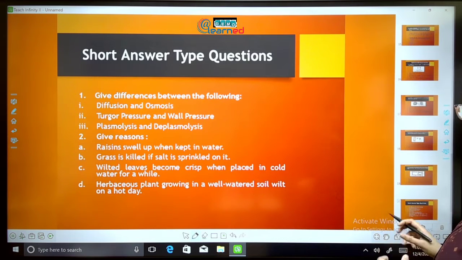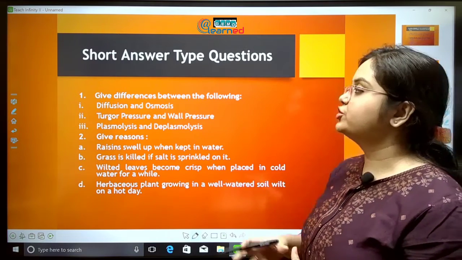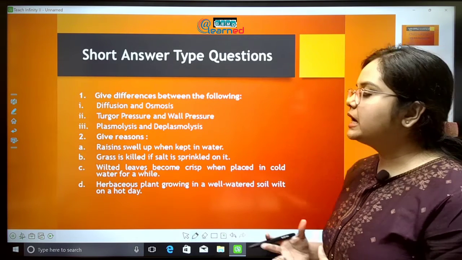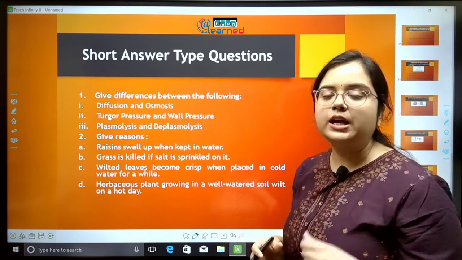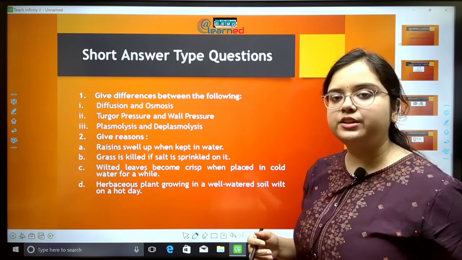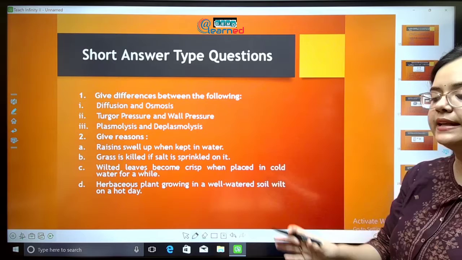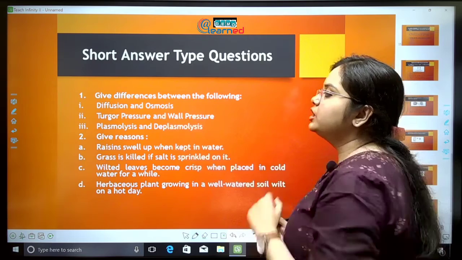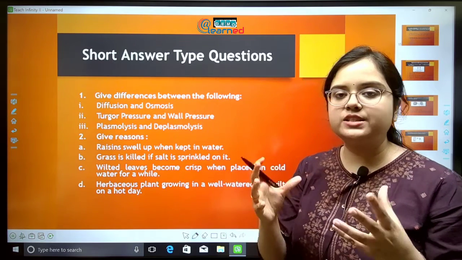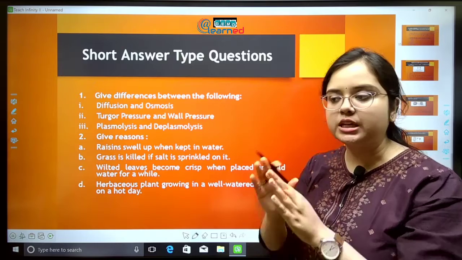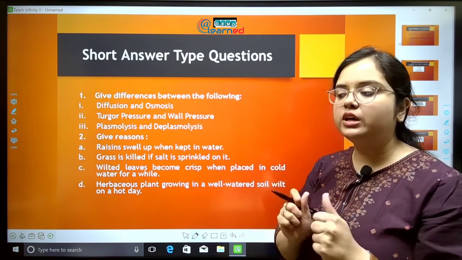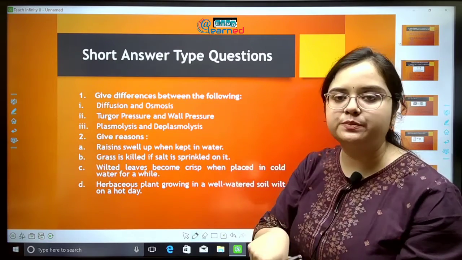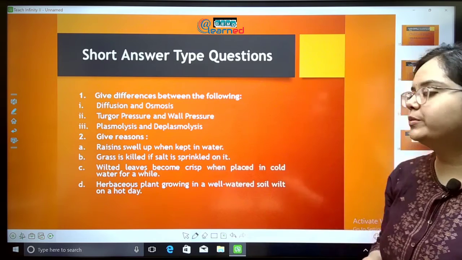And we come to the last slide of today's discussion where we will talk about the short answer type questions. Now, short answer type can come as diffusion and osmosis, difference. We had already enlisted the differences. Remember to write the parameters and then divide the points. Then turgor pressure, wall pressure. What is turgor pressure? When the cell is turgid, it is inflicting the pressure towards the cell wall. All the cellular contents are inflicting the pressure, and as opposed to that, the cell wall is also inflicting pressure on the cellular organelles, so that is wall pressure.